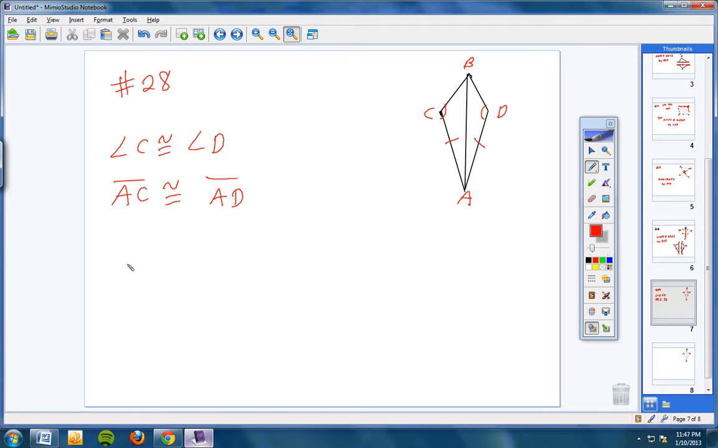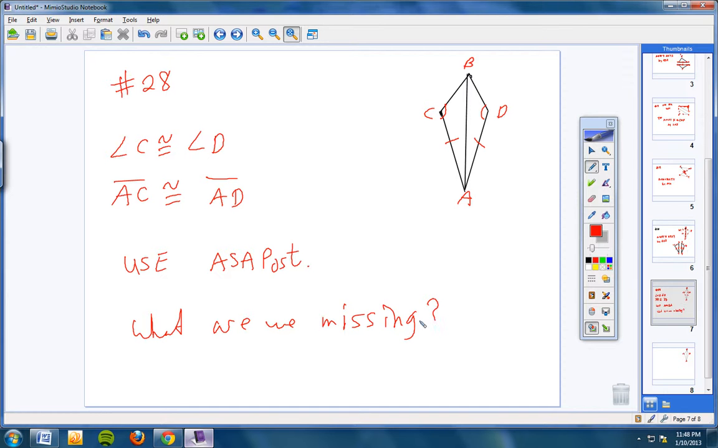Now here's what they want us to do. They want us to use the angle side angle postulate. So they're asking, what are we missing here? If we want to use angle side angle, what are we missing? Well, let's figure it out. We need to have an angle and a side and an angle. Well, we have an angle, we have a side, we don't have an angle, so we're missing the angle.